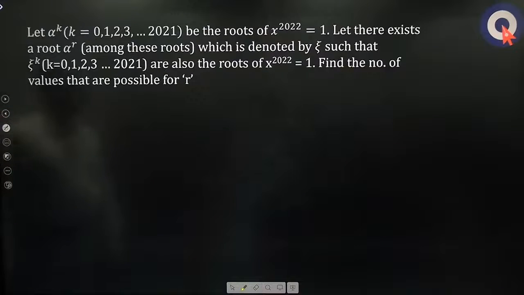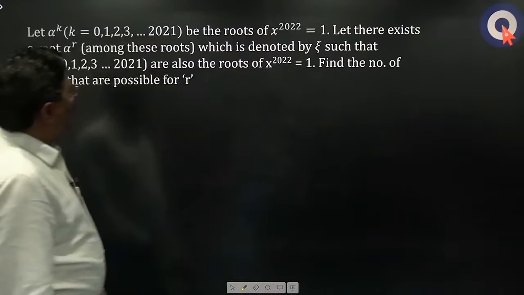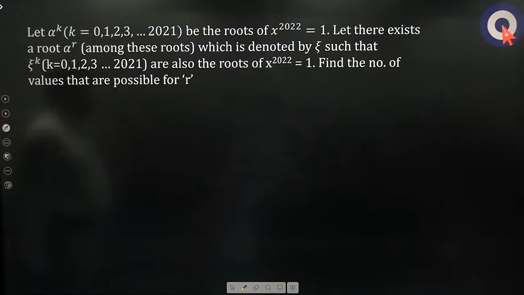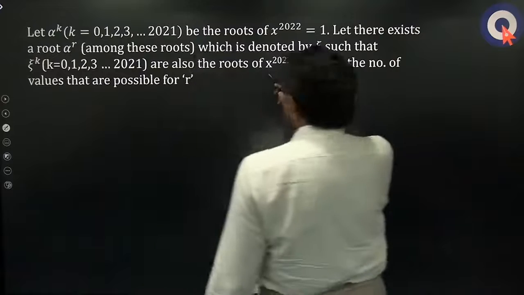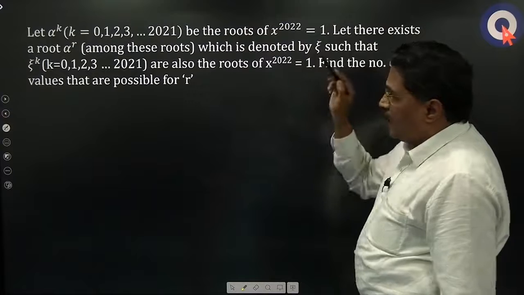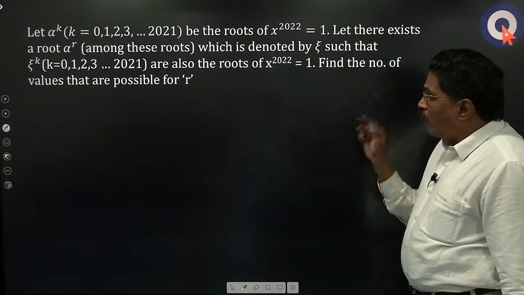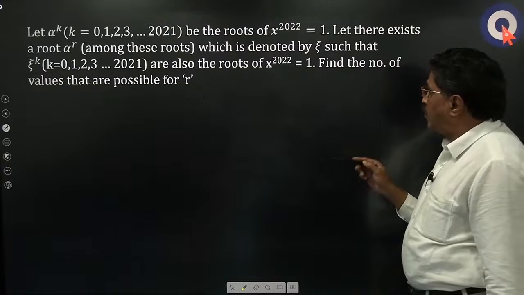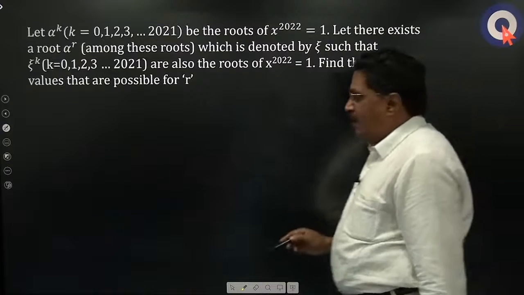Let alpha power k, nice problem. Let alpha power k, where k is equal to 0, 1, 2, 3, etc., 2020, 2021, be the roots of x power 2022 is equal to 1. Let there exist a root alpha power r among these roots, which is denoted by xi, such that xi power k, where k is equal to 0, 1, 2, 3, etc., 2021, are also the roots of x power 2022 is equal to 1. Find the number of values that are possible for r, one integer answer problem.